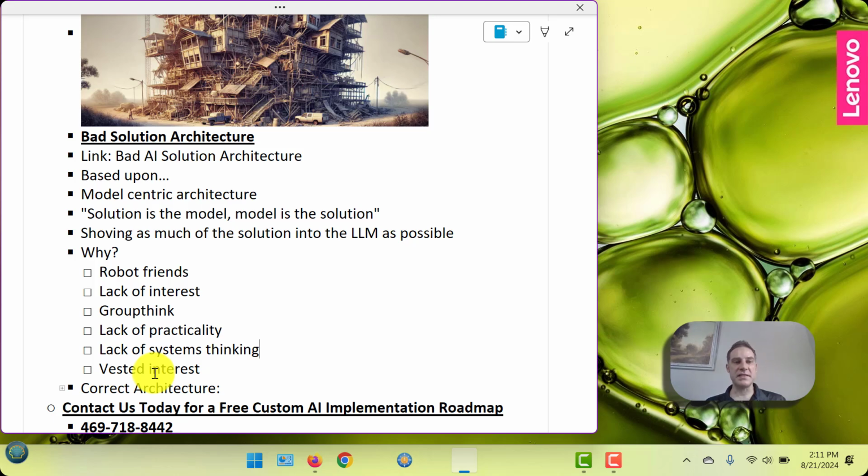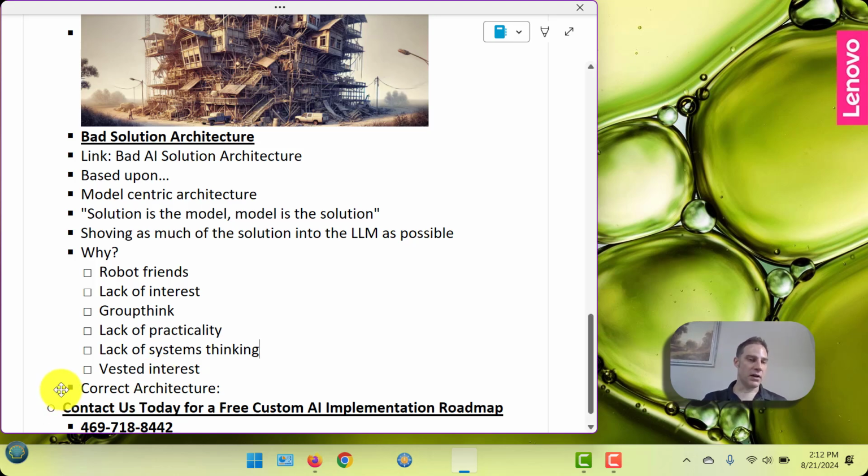And also, there's a vested interest in making these solutions very model-centric. Again, selling Copilot. Microsoft's making a crap ton of money selling Copilot into these large organizations as this is your AI solution, when it is not. And also same thing for ChatGPT.